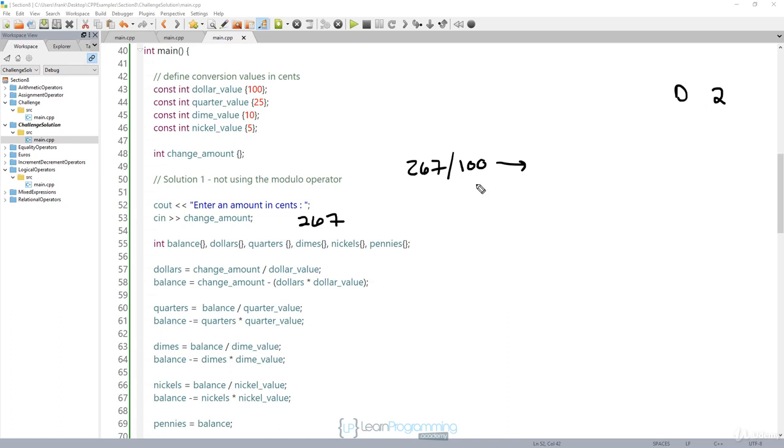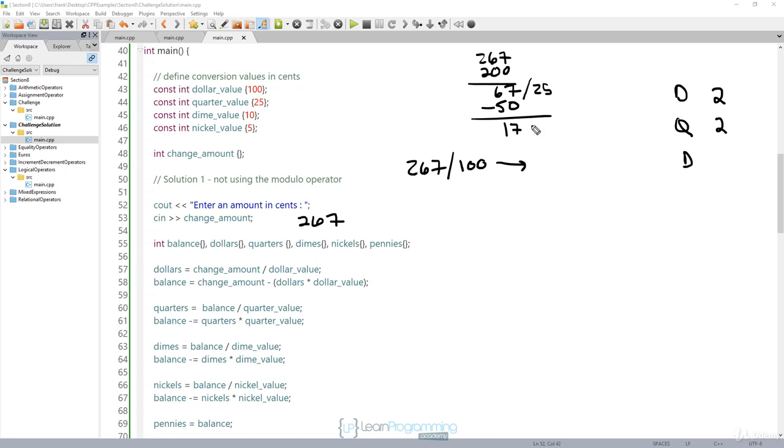100 cents per dollar. That's going to give me $2. Then what I want to do is subtract, I'll run my balance up here, those 200, which gives me 67 cents. That's my balance. How many quarters in 67 cents? Divide that by 25. That gives me 2 quarters, which is 50 cents. I'm subtracting 50 cents, and we're right back to where we were with the other problem where we've got 17.